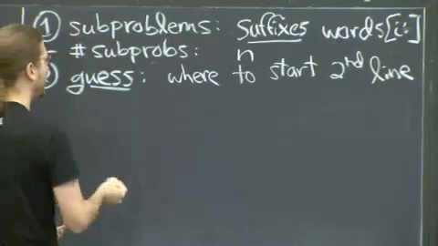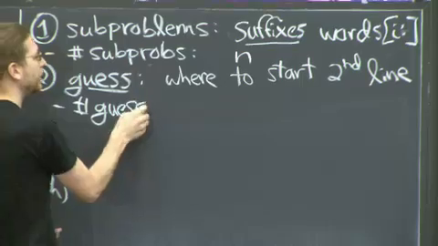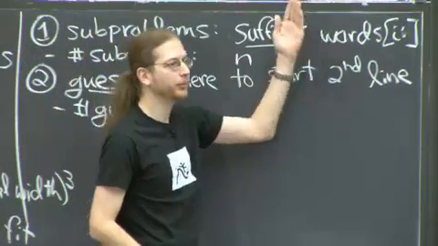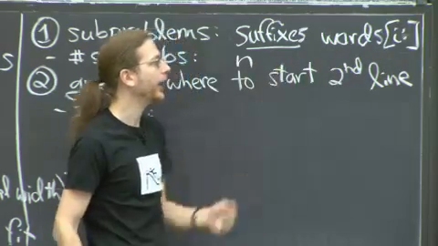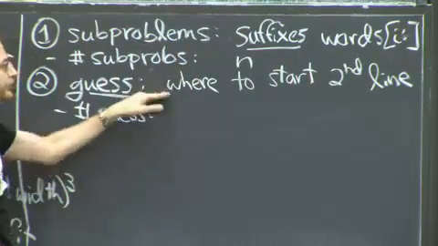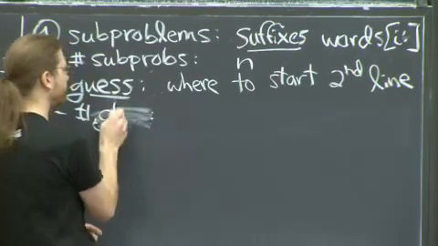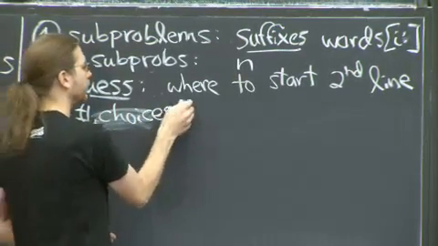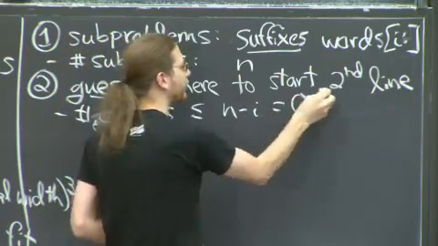OK, so this could be the I plus first line. It could be the I plus second line. Or sorry, word. Some word after I is where we guess the second word. The number of choices for the guess is at most n minus I. I'm just going to think of that as order n.